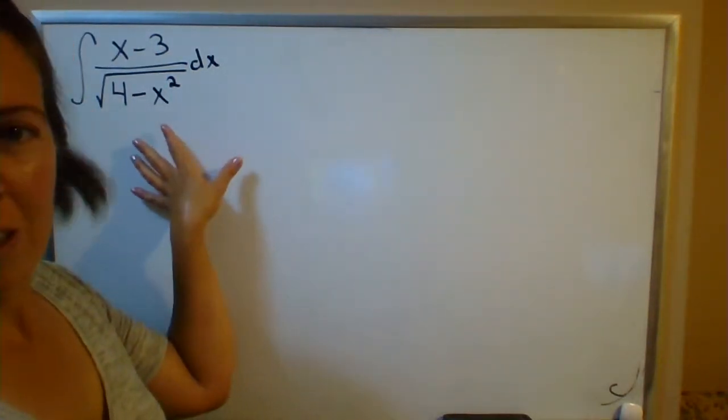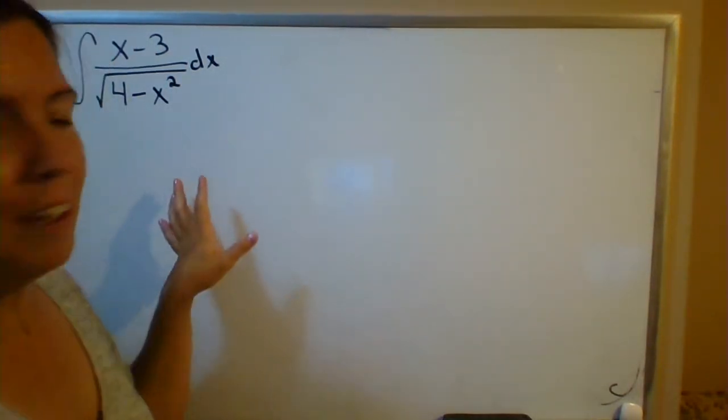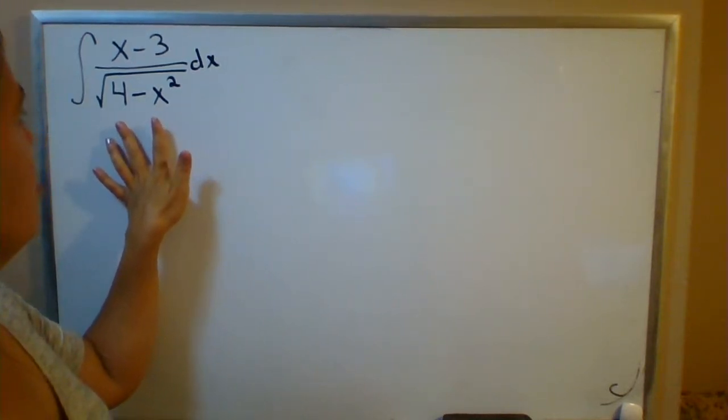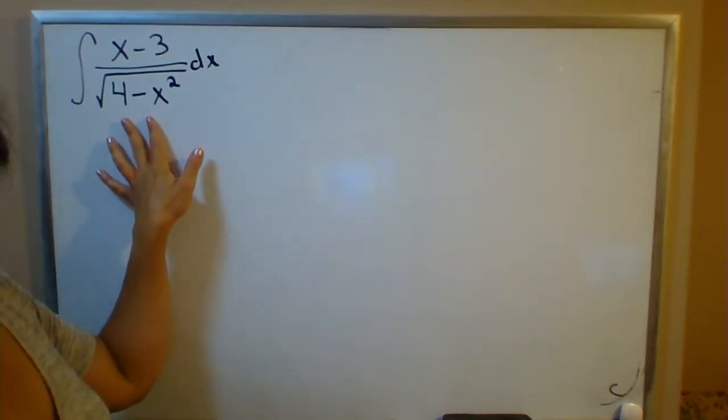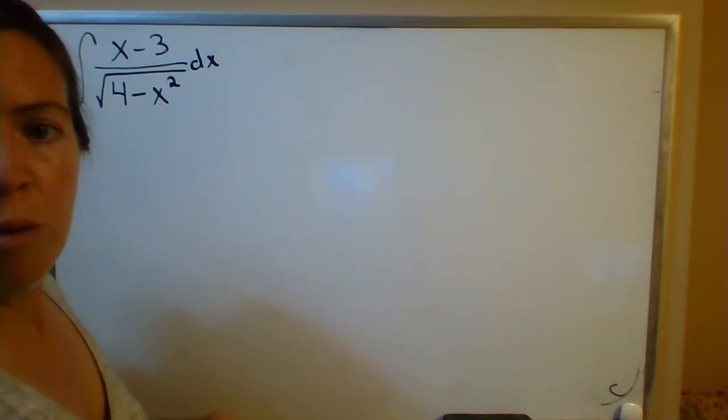Okay, so this is going to be a longer example than that previous one. It's not as straightforward. But we've got the integral of (x - 3) over the square root of 4 - x squared.